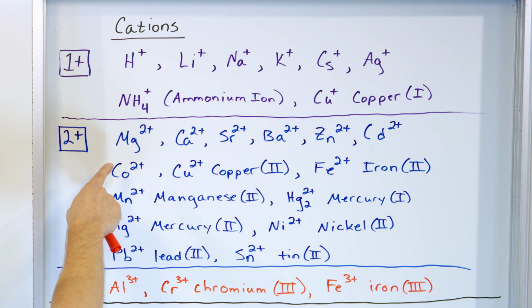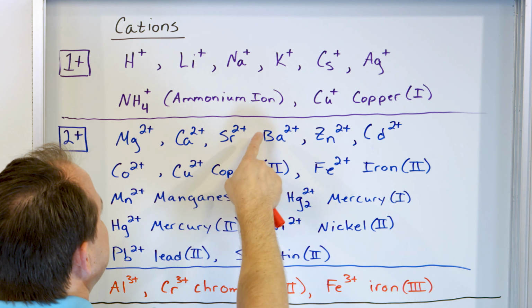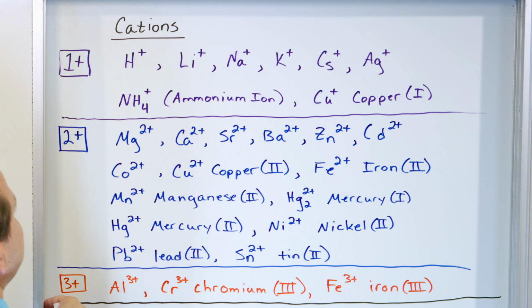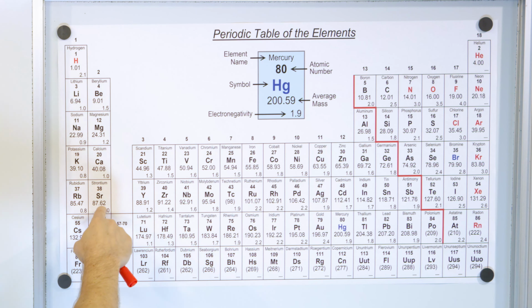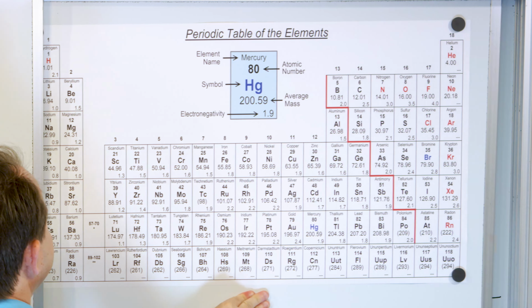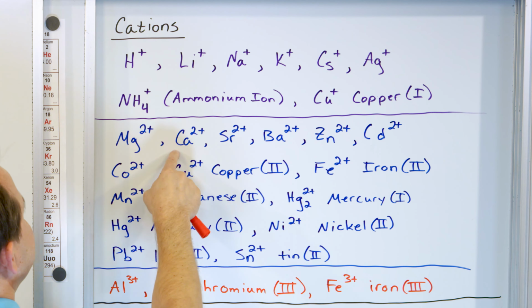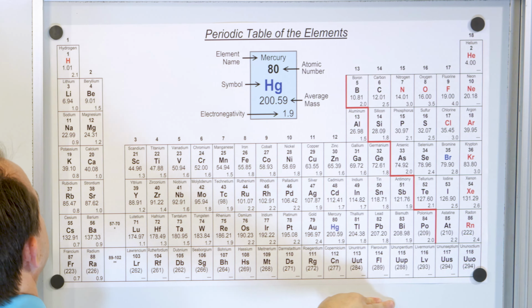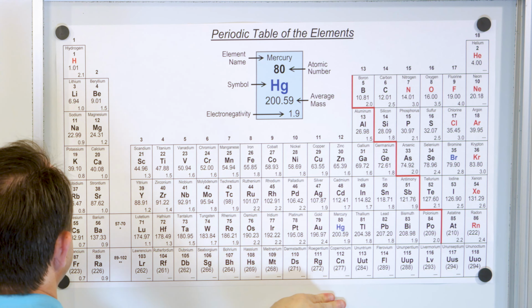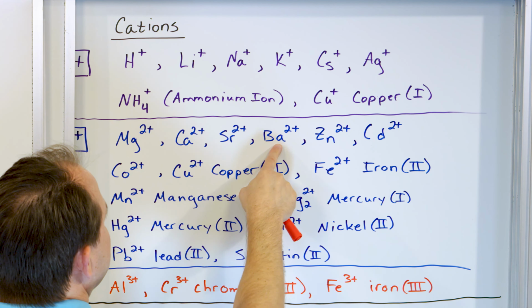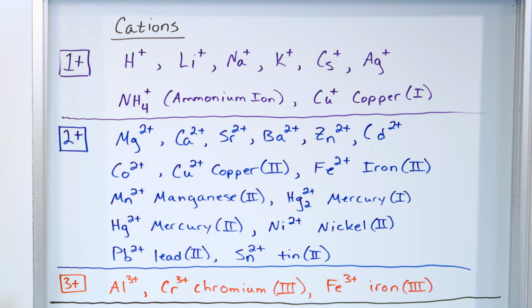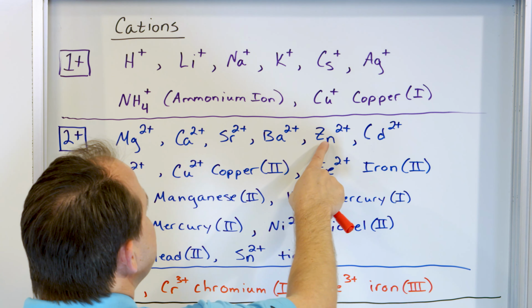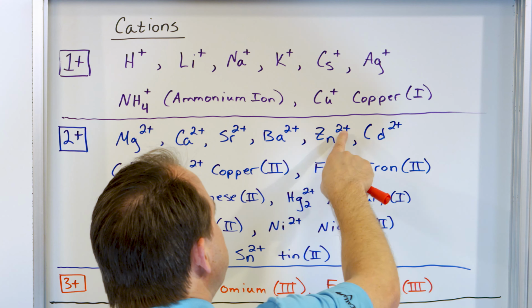So that's why we have here the magnesium, calcium, strontium, barium, zinc, cadmium. Where do those live? We have magnesium, calcium, strontium, barium. And there's beryllium here as well, but that's not a common one, so we don't list it there. But notice that they're all in group number 2. So basically all of these come from group 2. So we would have been able to predict that they have a positive 2 charge just from their position on the table.